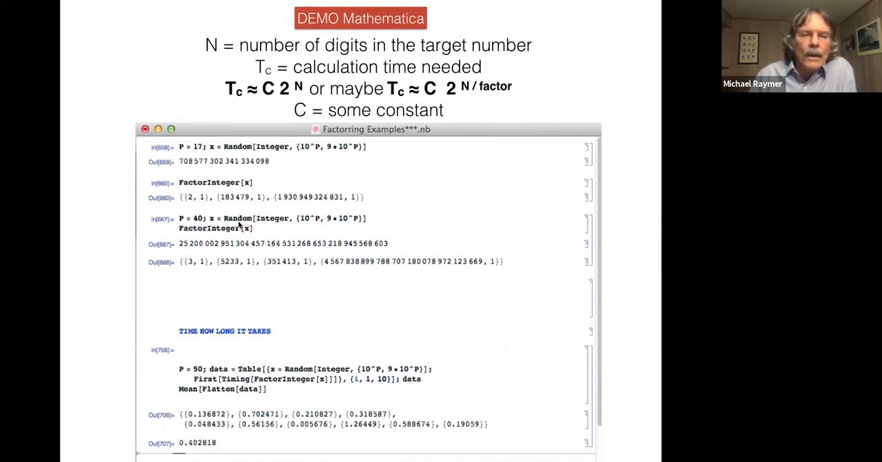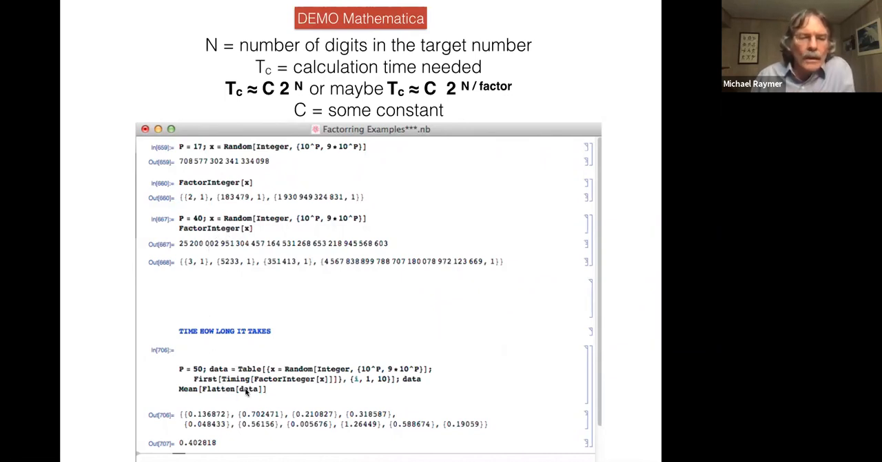So here's another one. If I want the size of the number to be 40 digits, I say P is 40. So I generate X and it generates a number with 40 digits. I factor it and I find these are the factors. If I multiply, look at that big crazy number. I multiply that times that times that times three, it's going to give me this crazy big number.